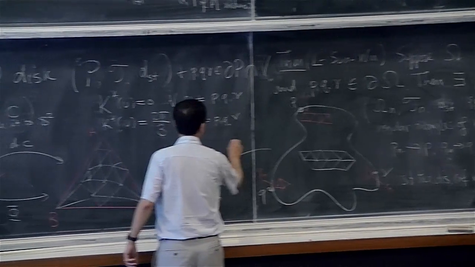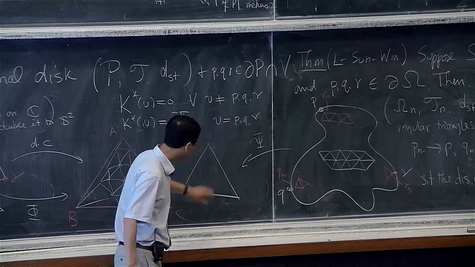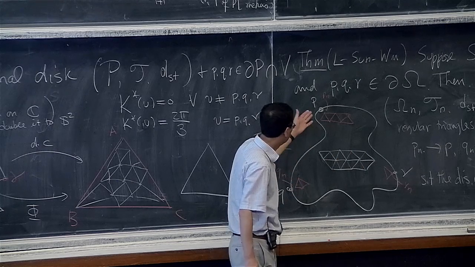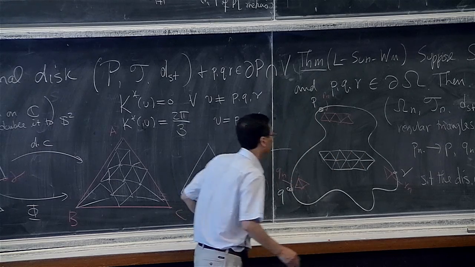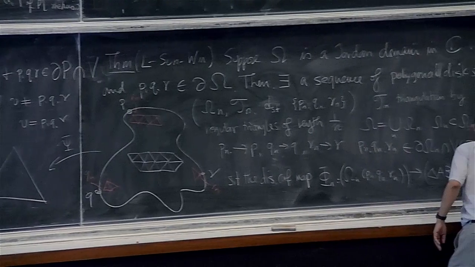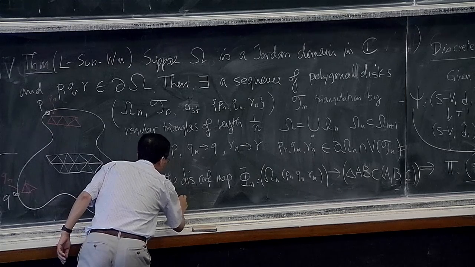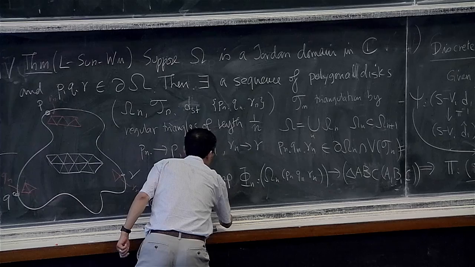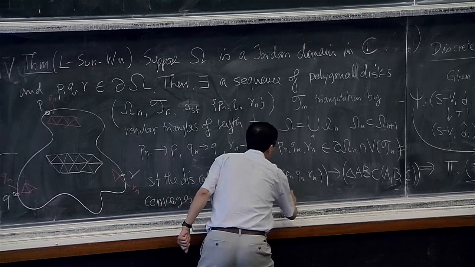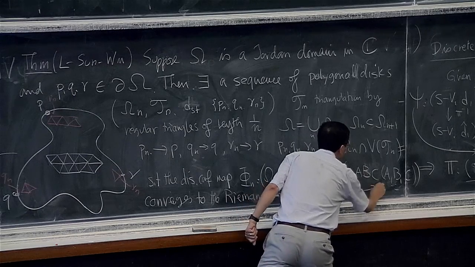So there is a Riemann mapping from the interior to the interior of the regular triangle, and by Carathéodory it extends to the boundary as a homeomorphism, sending P, Q, R to A, B, C. The discrete conformal map converges to the Riemann mapping for omega, P, Q, R, to the same.